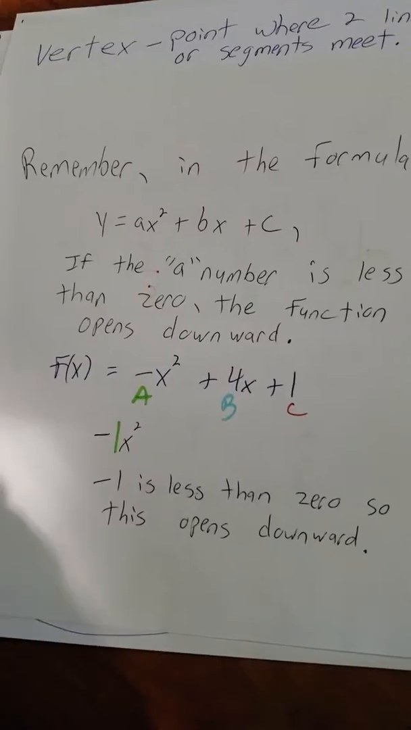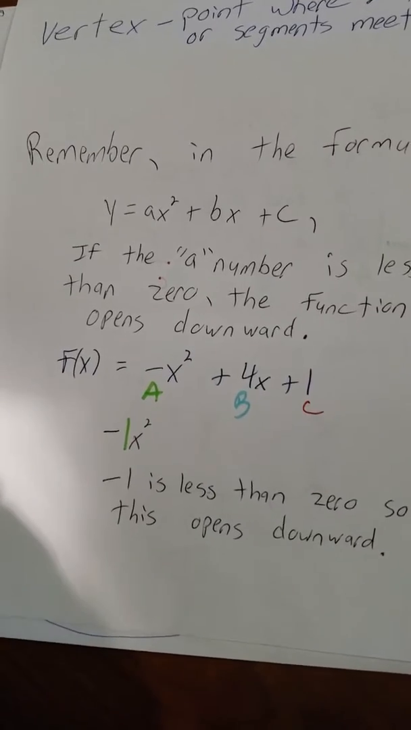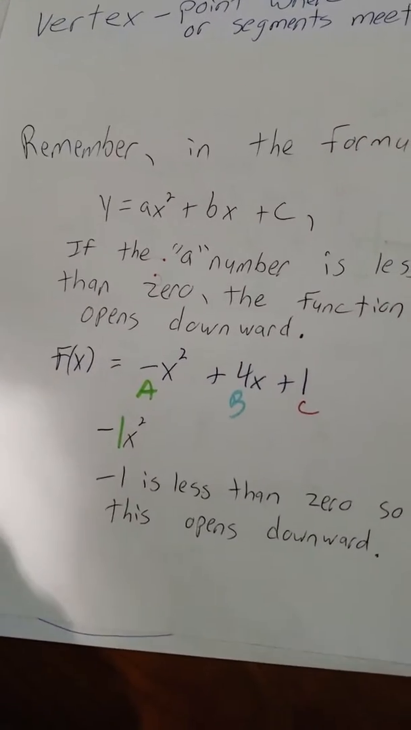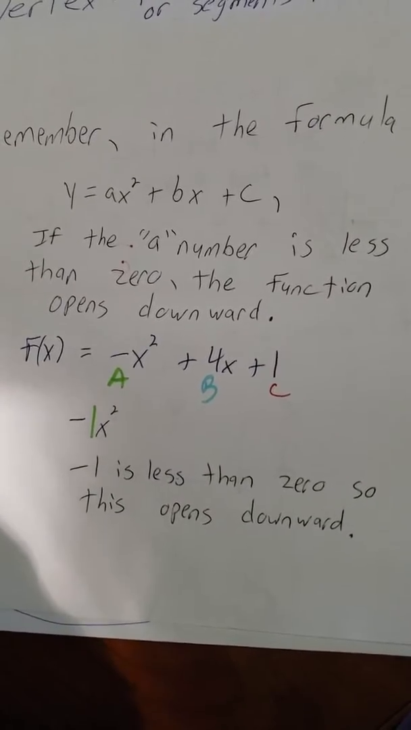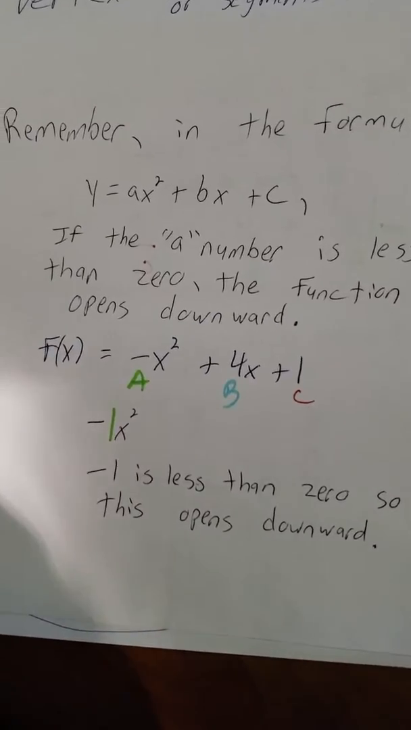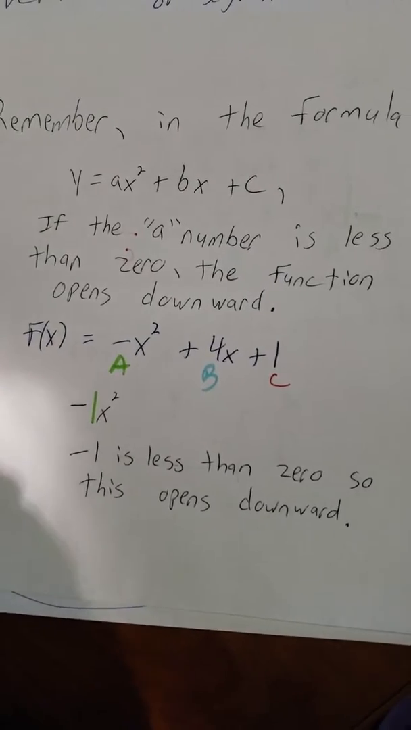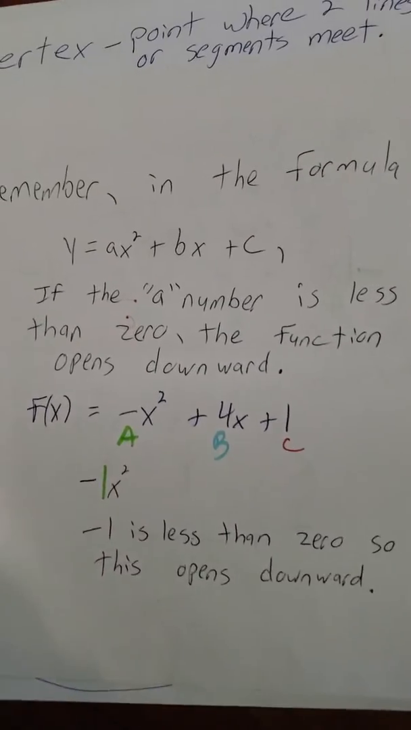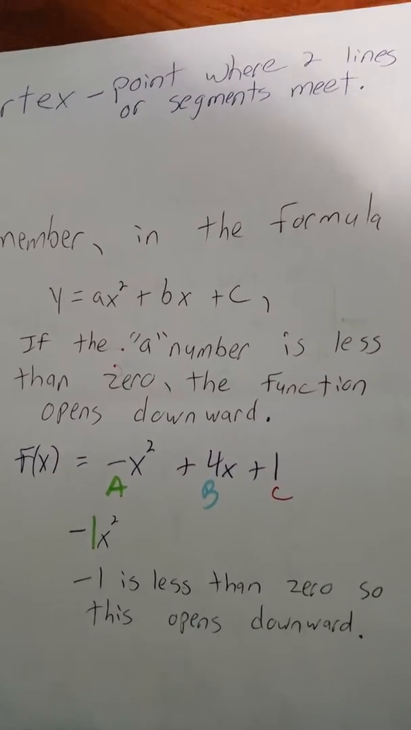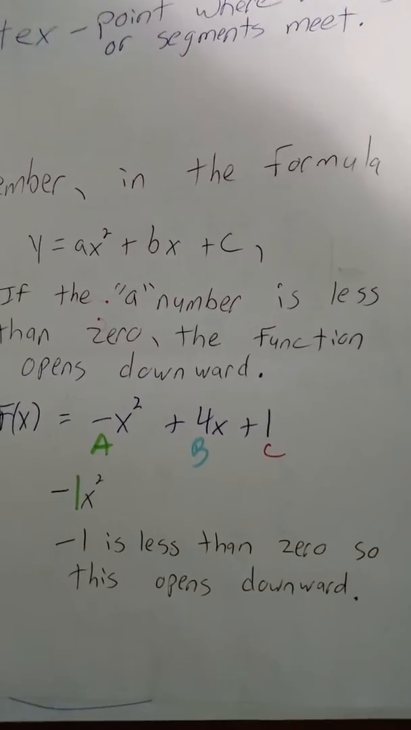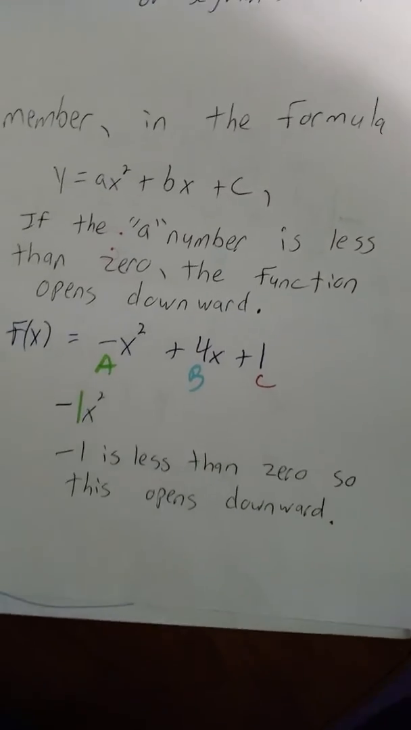Now, x squared is the same thing as 1x squared, so we're going to go ahead and stick that 1 in front of there just to help visualize our problem. So, now that we do that, we're going to have f of x equals negative 1x squared plus 4x plus 1. Now we're going to identify our a, b, and c. Our a is the negative 1x squared, our b is a 4x, and our c is the 1. Now, negative 1 is less than 0, so this opens downward.